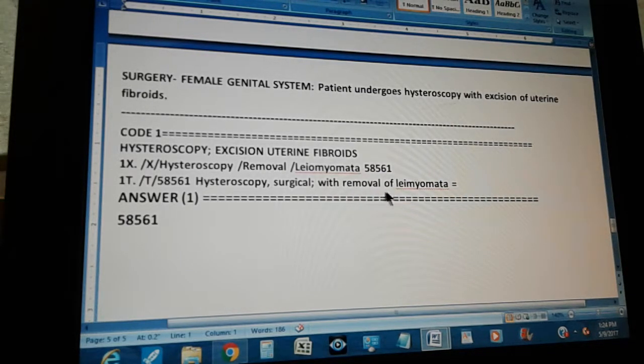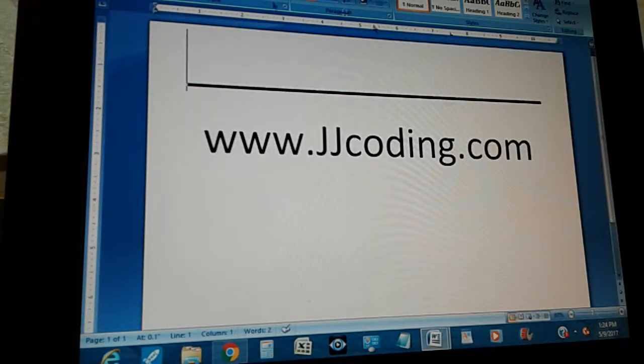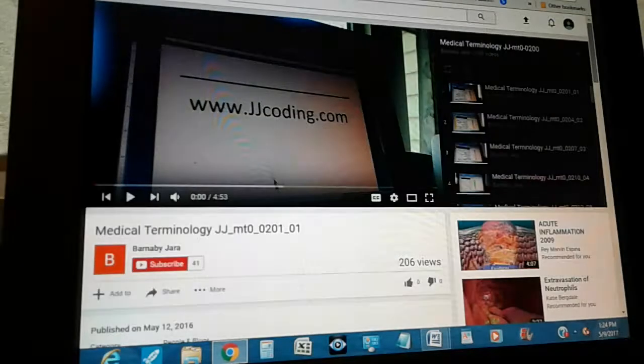With removal of leiomyomata. Where's the code? The code is at the beginning, right? That's the one we're looking at. And so that's why we have the equal sign, which means that this is the code that we need, and the answer is 58561.